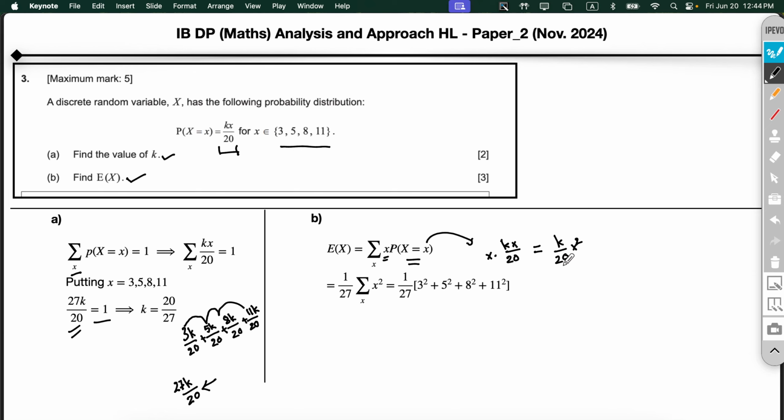We found that k equals 20 divided by 27 in the first part. We can put that here, and then k over 20 becomes 1 over 27. So we have 1 over 27 times x squared, summed over the values 3, 5, 8, and 11. If you calculate this quantity, you get 8.111 as the answer.